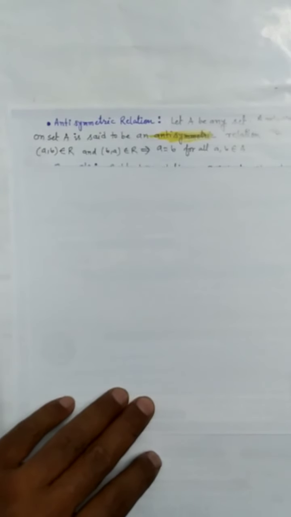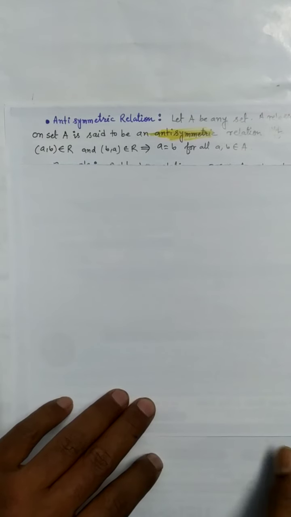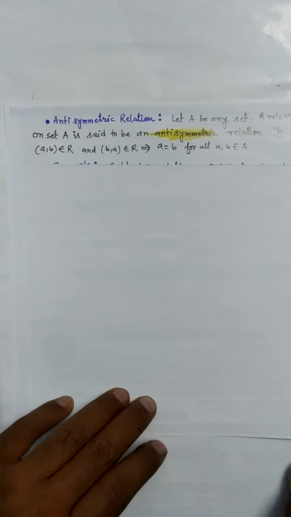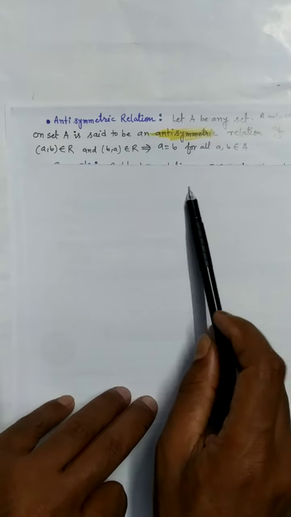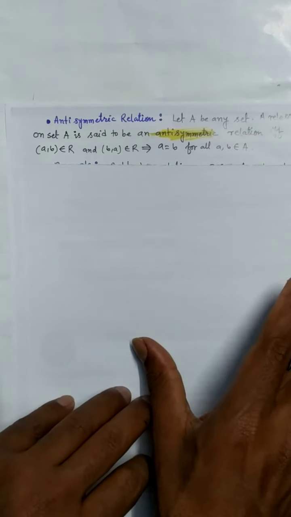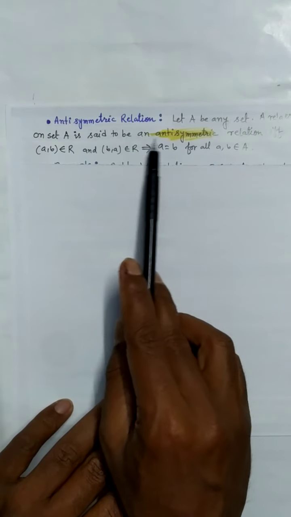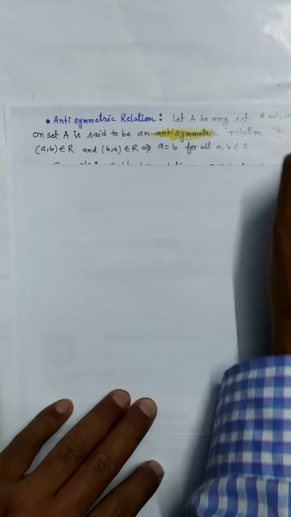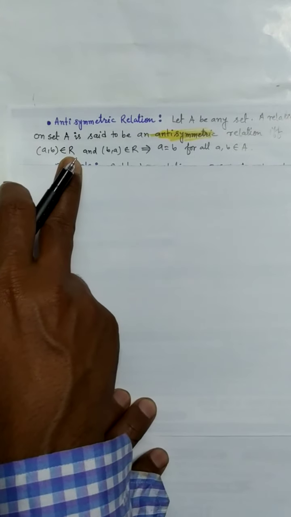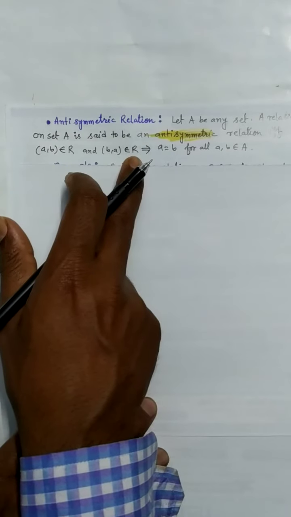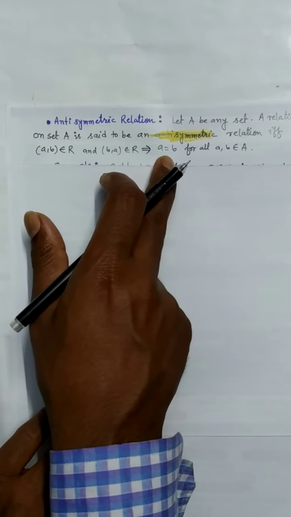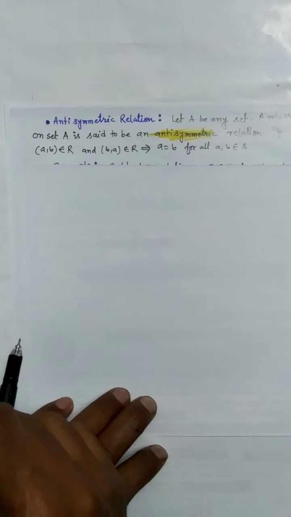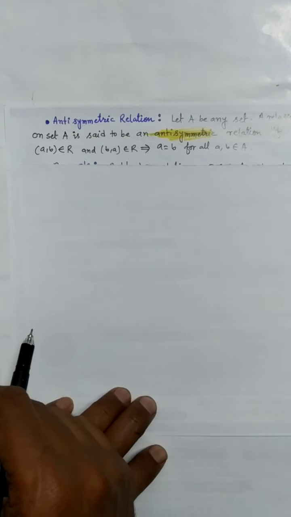So another type we have is called an anti-symmetric relation. Let A be any set. A relation on set A is said to be an anti-symmetric relation if (A, B) belongs to R and (B, A) belongs to R, which implies A equals B. So students, don't mix this one up with the symmetric relation.